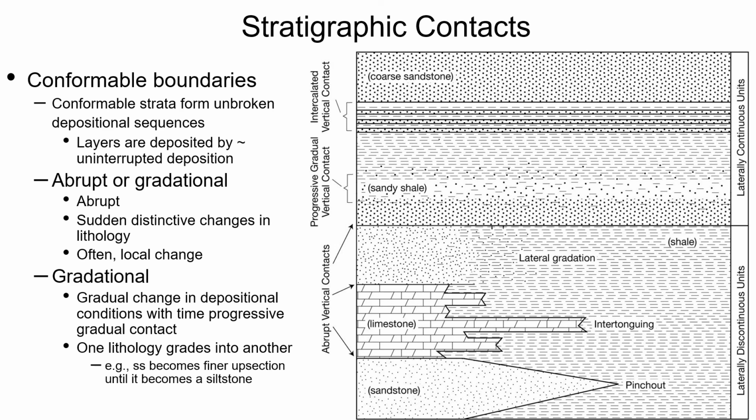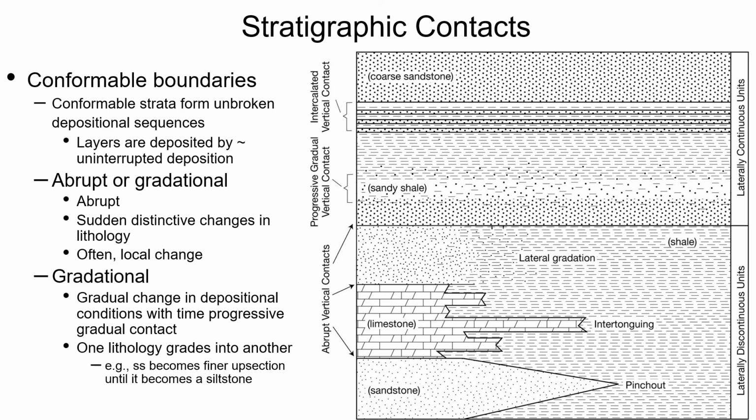A conformable boundary is defined as any conformable strata that is unbroken from depositional sequences. So the layers are deposited pretty much continuously and uninterrupted. We can have abrupt or gradational boundaries in these conformities. You can have an abrupt change and it still be conformable. This could just be a sudden change in the characteristics of the lithology, and it's usually on the local scale.